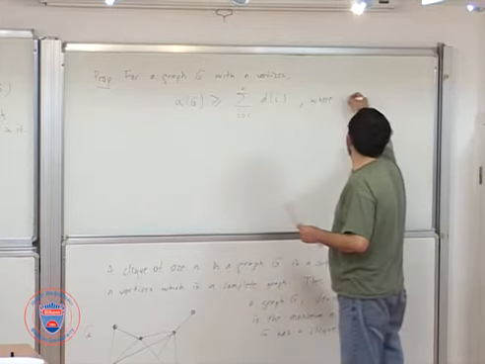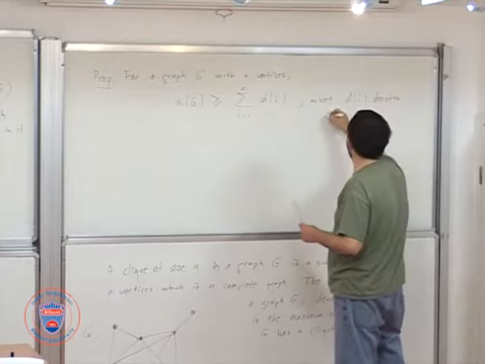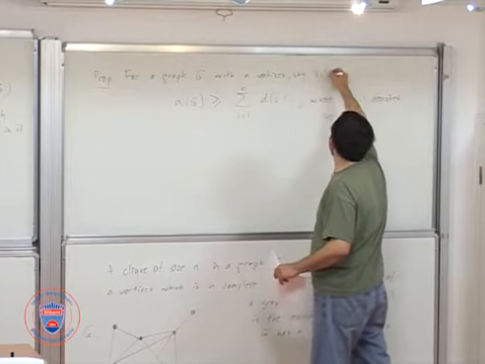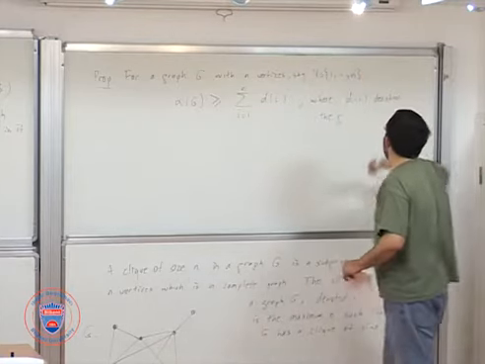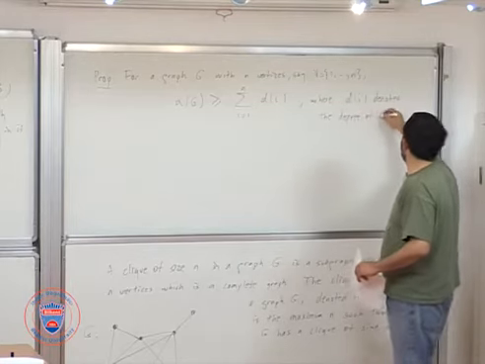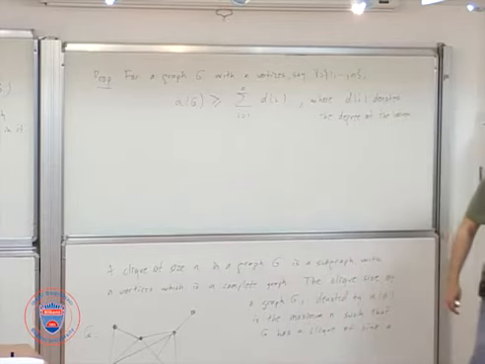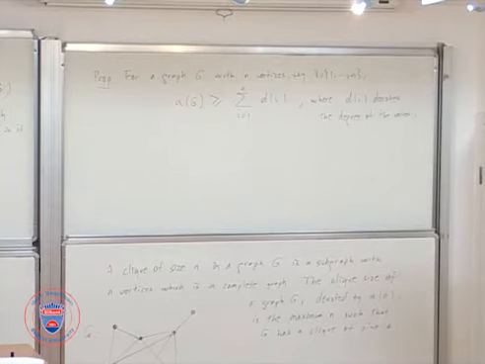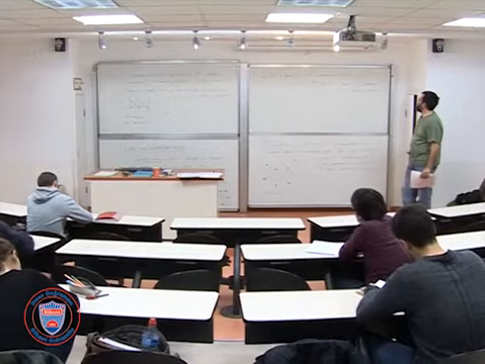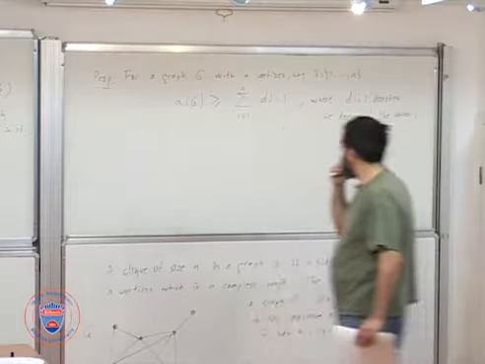where d_i denotes the degree. Say the vertex set is just these vertices. It denotes the degree of the vertex. So you can find formulas like this. The sum of the degrees gives you a lower bound for the clique size. So you always have something bigger than that.